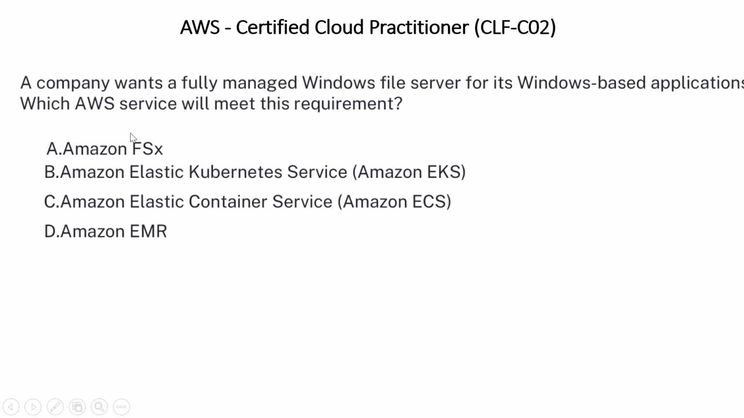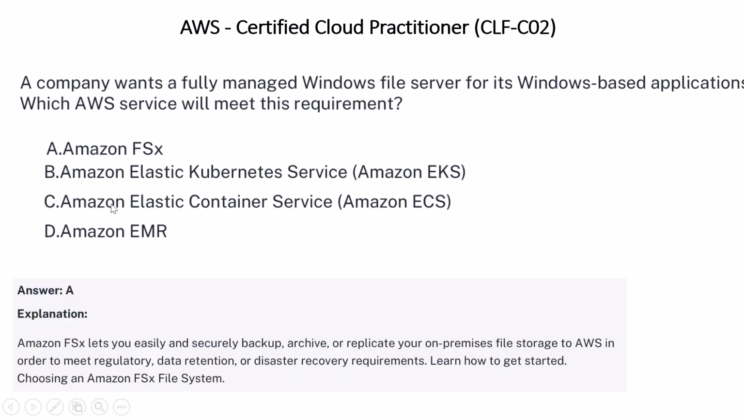Next question. A company wants a fully managed Windows file server for its Windows-based applications. Which AWS service will meet this requirement? Option A, Amazon FSx. Option B, Amazon Elastic Kubernetes Service. Option C, Amazon Elastic Container Service. Option D, Amazon EMR. The correct answer is option A. Amazon FSx lets you easily and securely backup, archive, or replicate your on-premises file storage to AWS in order to meet regulatory, data retention, or disaster recovery requirements. Learn how to get started choosing an Amazon FSx file system.